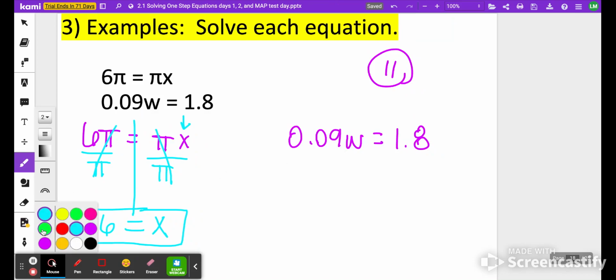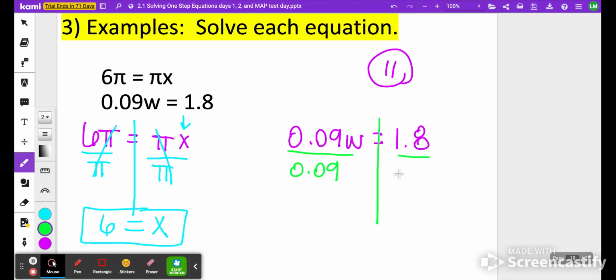On my second example, I have 0.09 w is equal to 1.8. And again, I see multiplication, so I'm using division to solve. Dividing both sides by 0.09. 0.09 divided by itself is equal to 1, so all that's left is w. And on the right side, I'm just doing 1.8 divided by 0.09, and that is going to give me 20.